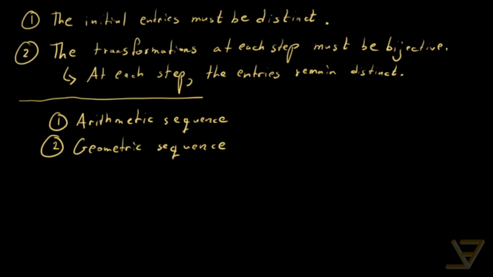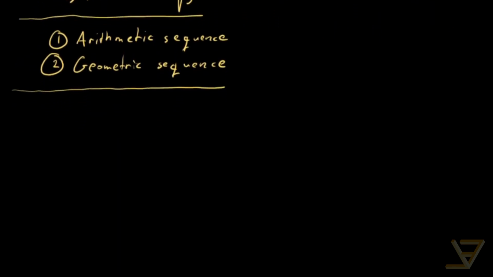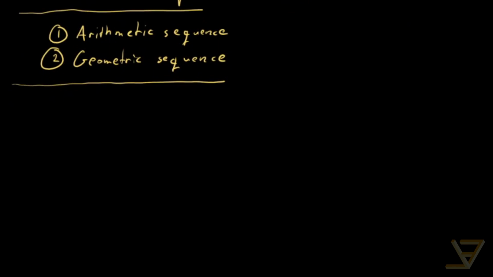So let's see how these look in general. The arithmetic sequence looks like this: a plus nd, a plus (n plus 1)d, all the way through a plus md, and this n and m have to be integers, where a is the initial term and d is the common difference, for those familiar with the terminology of arithmetic sequences.